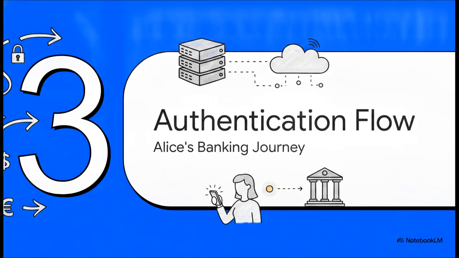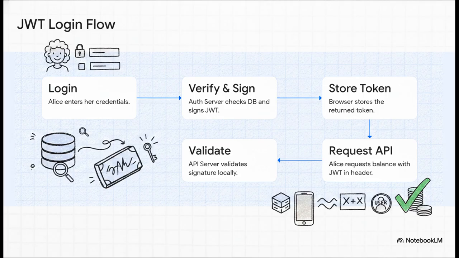All right, Section 3, the authentication flow. Let's look at Alice's banking journey. Let's see how all this builds into a real functioning system. We're going to walk through this step by step, tracing the exact data flow of a token in a production banking scenario. Let's meet Alice.